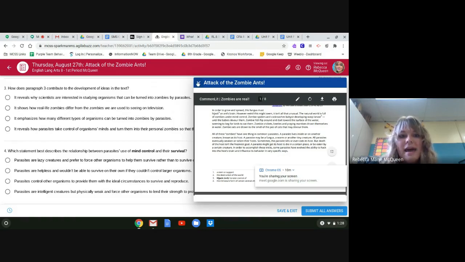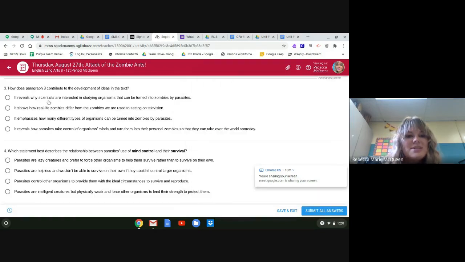So knowing that, it reveals why scientists are interested in studying organisms that can be turned into zombies by parasites. We didn't talk about scientists, so no. It shows how real-life zombies differ from the zombies we are used to seeing on television. We didn't talk about TV. We didn't talk about The Walking Dead. So no. It emphasizes how many different types of organisms can be turned into zombies by parasites. That seems like a good answer, but let's read the last one just to be sure.